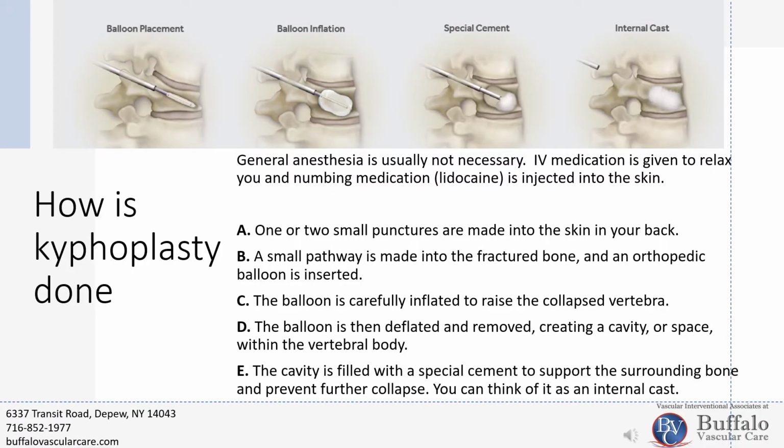General anesthesia is usually not necessary. IV medication is given to relax you and numbing medication is injected into the skin. 1 or 2 small punctures are made into the skin in your back. A small pathway is made into the fractured bone and an orthopedic balloon is inserted. The balloon is carefully inflated to raise the collapsed vertebrae. The balloon is then deflated and removed, creating a cavity or space within the vertebral body. The cavity is filled with special cement to support the surrounding bone and prevent further collapse. You can think of it as an internal cast.